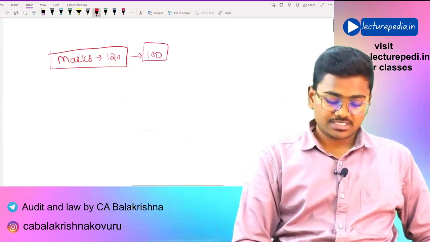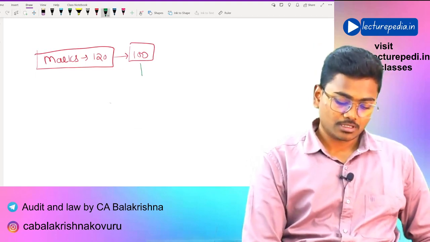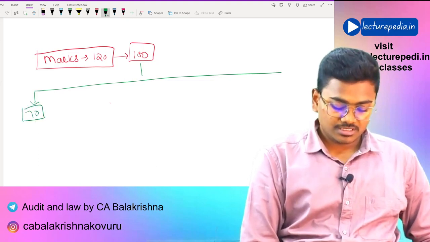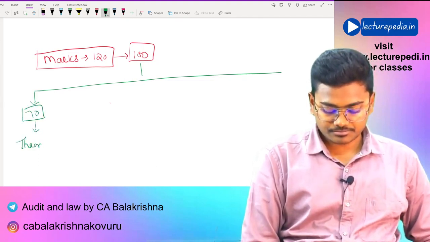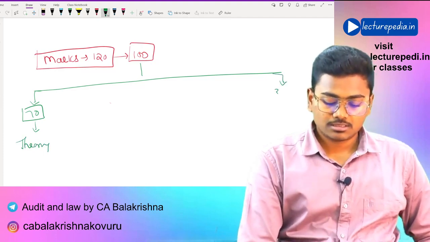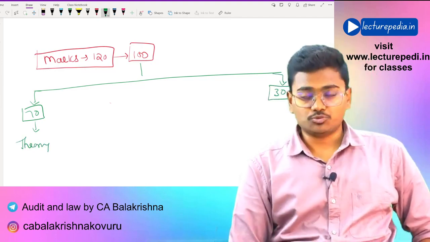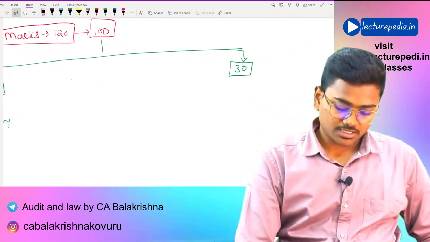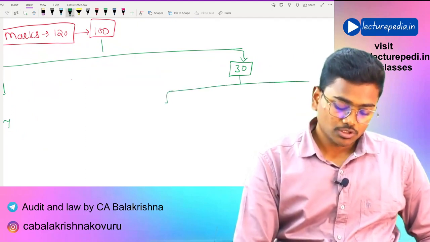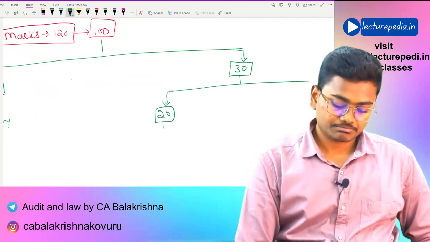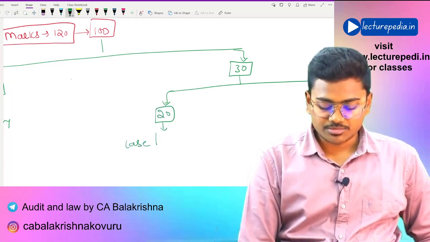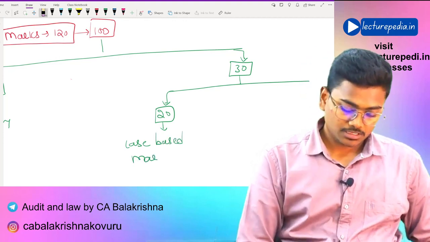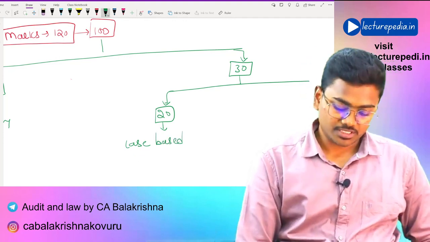and of these 100 marks, 70 marks will be theory, and the balance 30 marks will be MCQs. And of these MCQs of 30 marks, 20 marks will be case based MCQs. Case study based MCQs will be given for 20 marks.